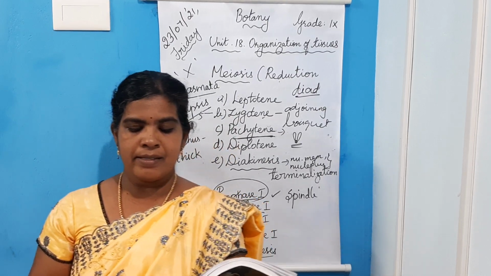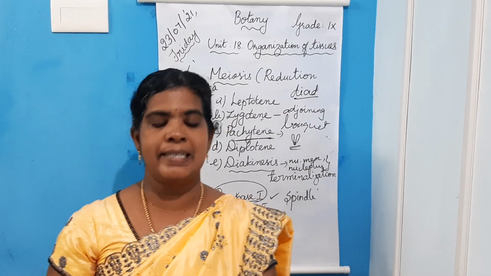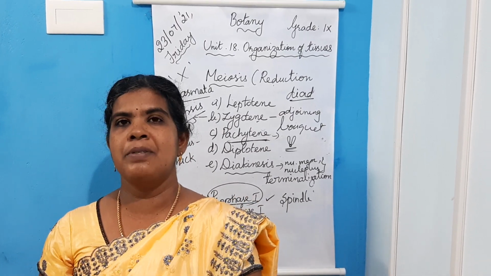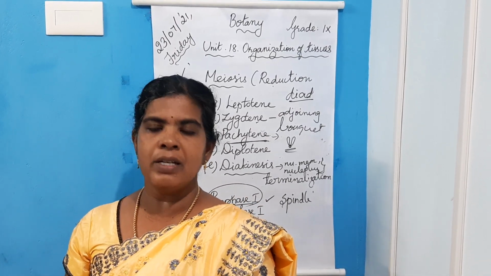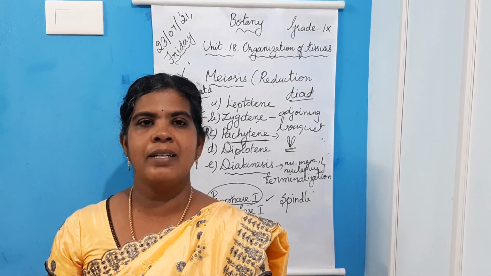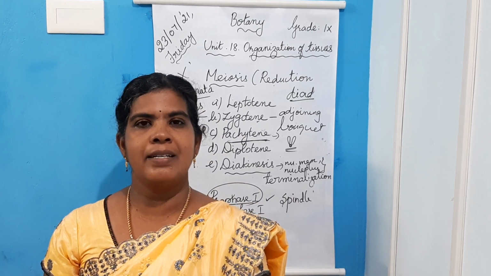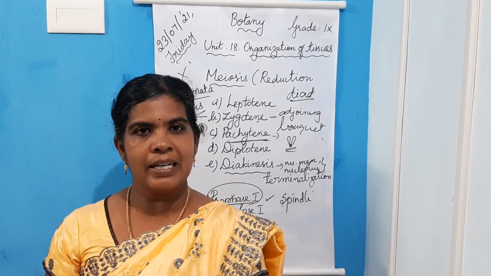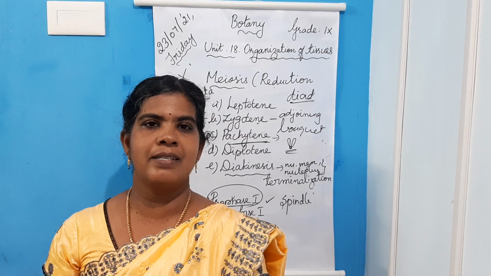You are marking the third line: leptotene, zygotene, pachytene, diplotene and diakinesis. Then under the heading zygotene, you are writing what is synapsis. Pairing of homologous chromosomes is called synapsis. Children, write these 3 answers in the notebook.